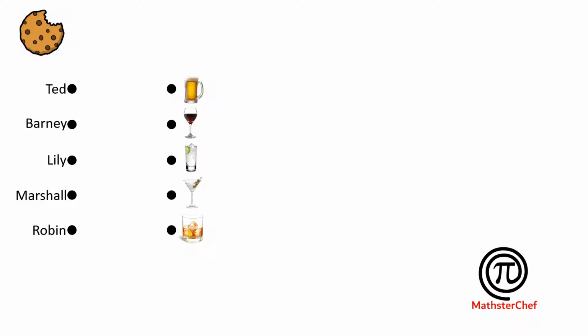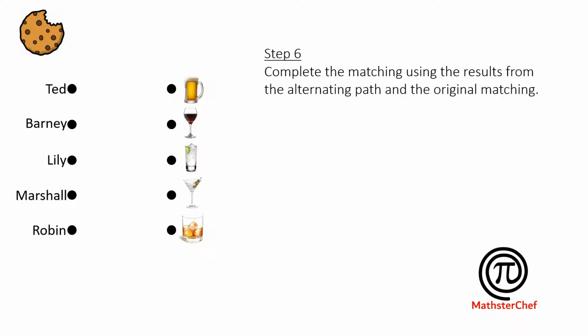So now we can draw a new bipartite graph to show this complete matching. So we have Barney being matched to the gin and tonic and Marshall to the martini, as we found by completing our alternating path for the first time. We have Lily matched to the wine and Robin matched to the whiskey, as we found by completing the alternating path for the second time, and Ted matched to beer, as we were told in the initial matching.